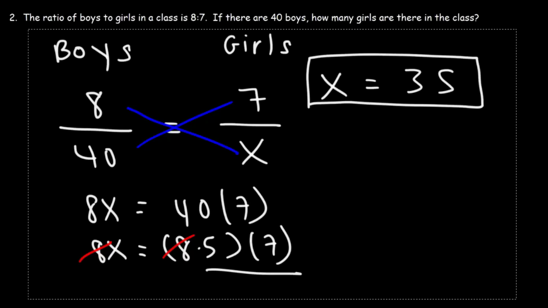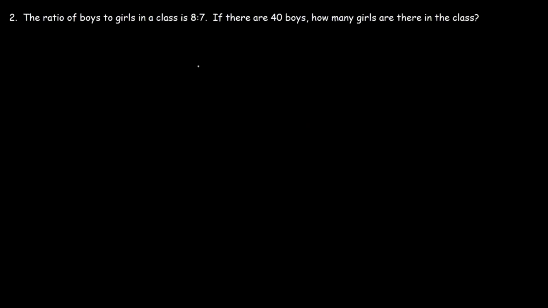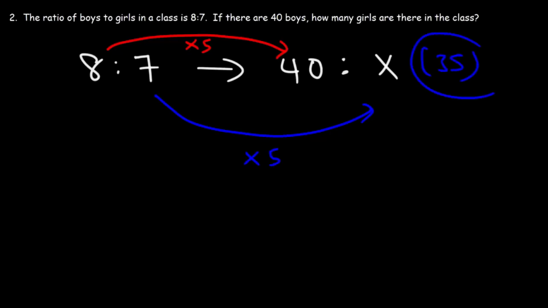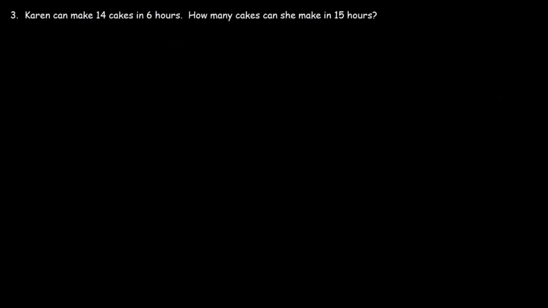And you could think about it conceptually. So let's say we have the ratio 8 to 7, and we want to expand it to 40 to some unknown number. To go from 8 to 40, we need to multiply by 5. So therefore, to keep the ratio the same, we need to multiply 7 by 5, which will give us 35. And that's a quick way to get the answer mentally, if you see it that way.